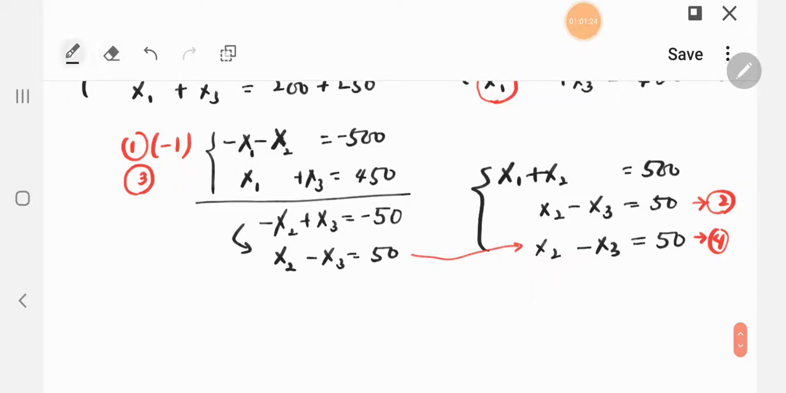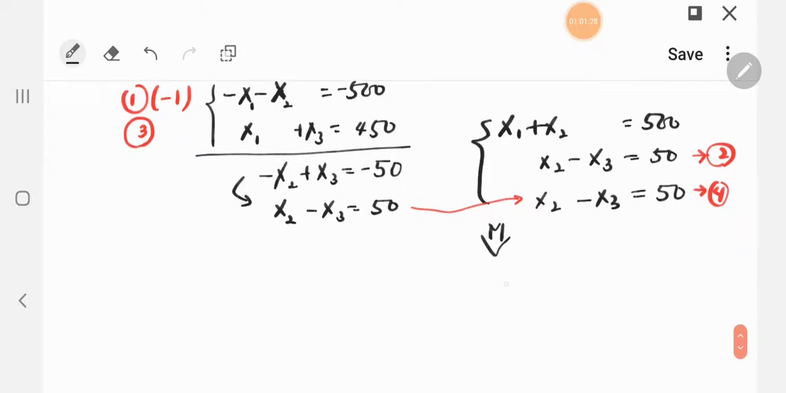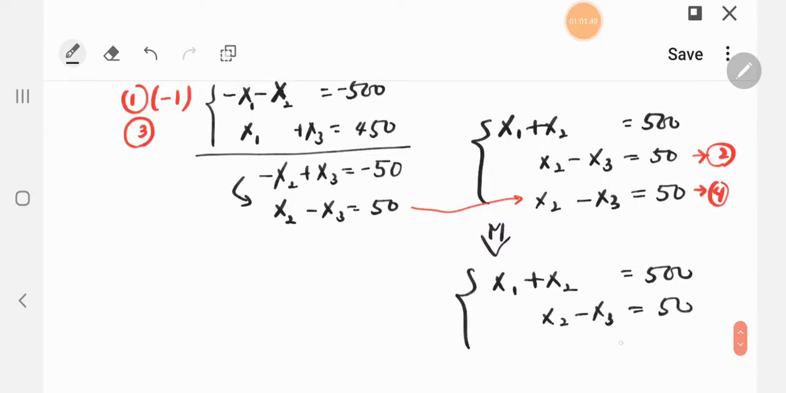So this means the third equation is 0. It means 0 equals 0. So the third equation represents the value of x3. So x3 can be any real number.